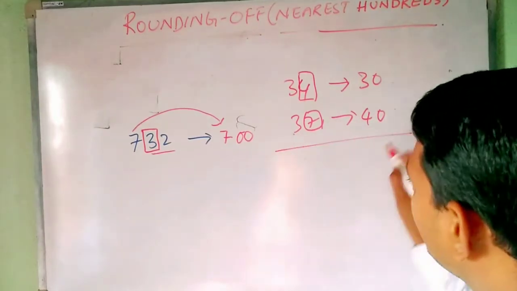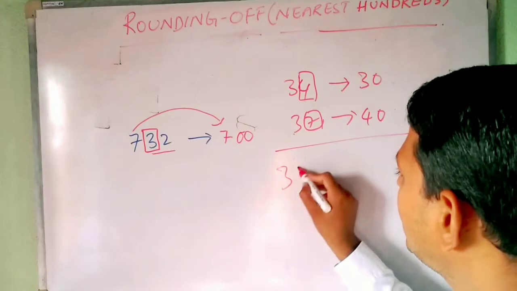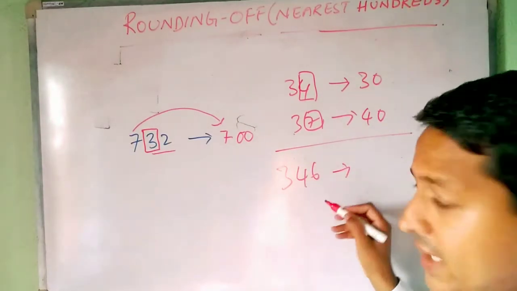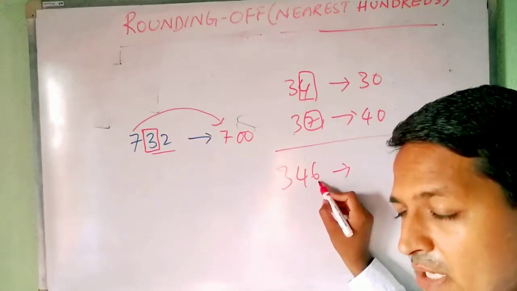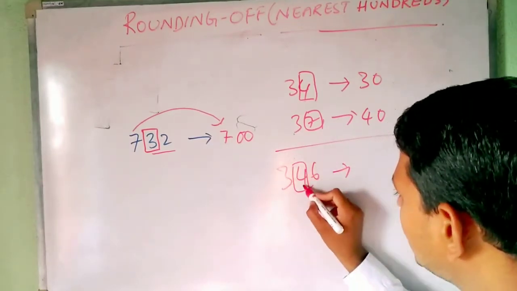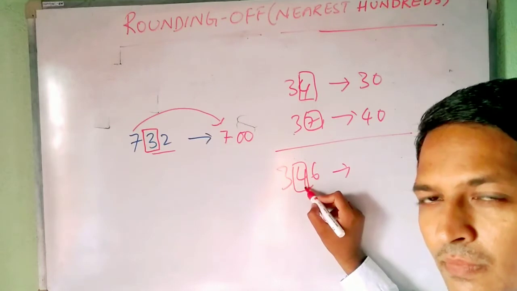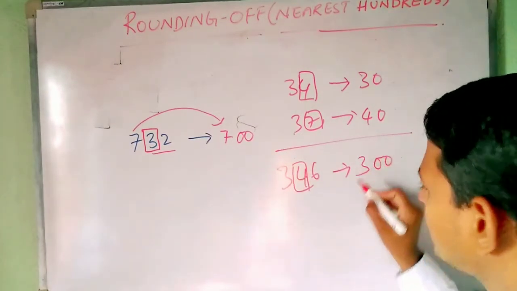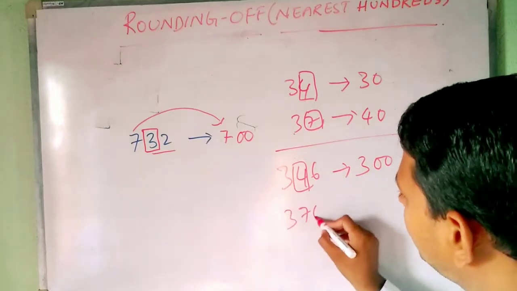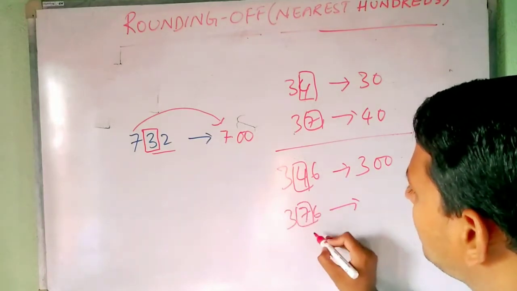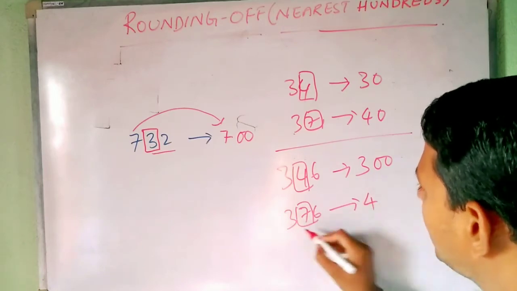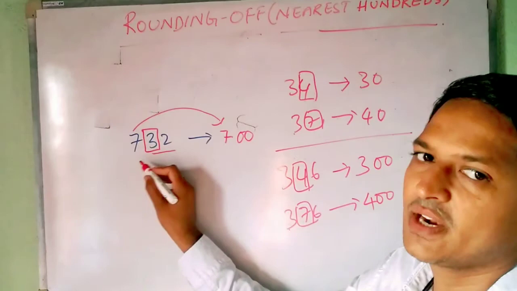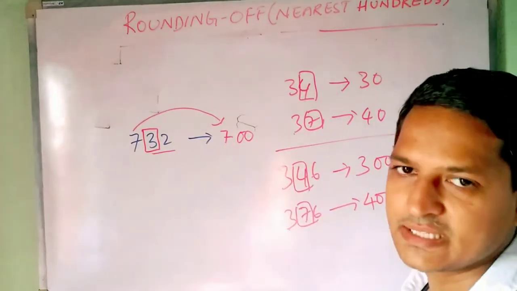If you are rounding a number to the nearest 100, like 346, we should not see the ones place, we should see the tens place. If this is less than 5, we write the same number and place zeros. If this is more than 5, we write the next number and place zeros. So when 732 is rounded off, we get 700.